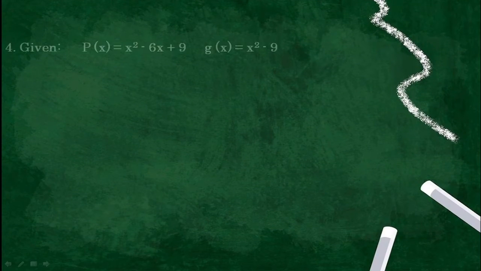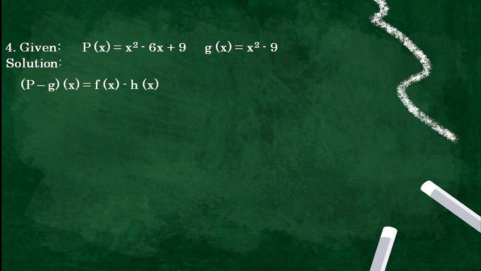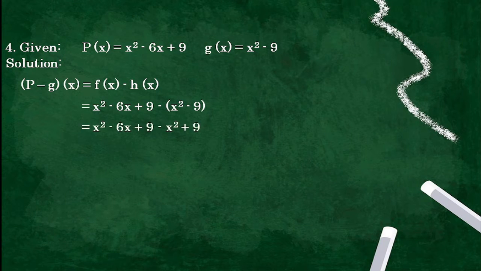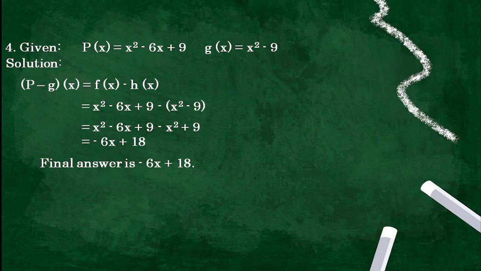Given number 4, p of x equals x squared minus 6x plus 9 and g of x equals x squared minus 9. Substitute p with x squared minus 6x plus 9 and g with x squared minus 9. Apply copy-cha-cha on the second function, which is g of x. After that, we combine and then we simplify. That gives us our final answer, which is negative 6x plus 18.